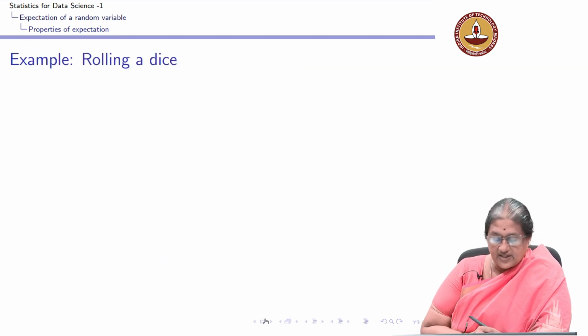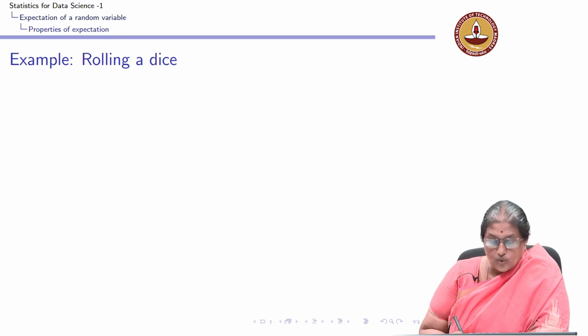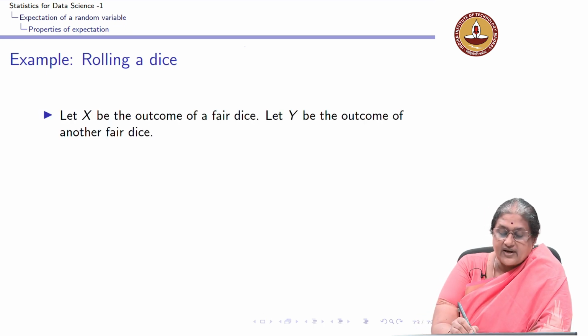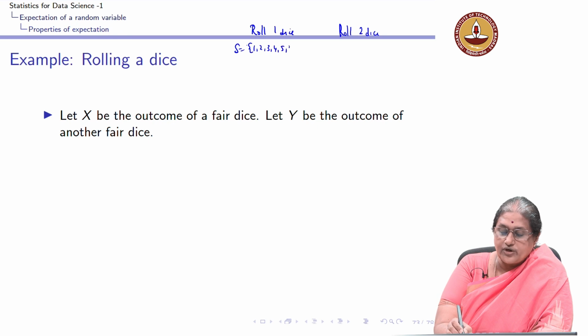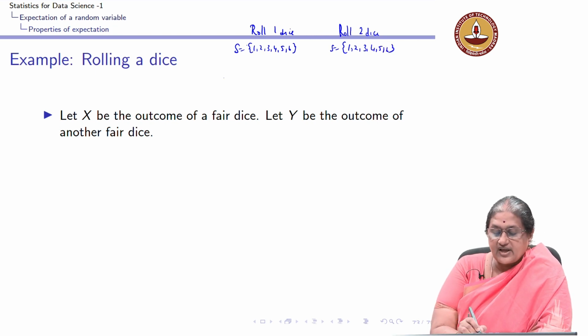We are not proving these, but let us look at an example. Again, roll a dice. If I roll one dice, and then I roll another dice, the sample space in both these experiments is going to remain the same because I am just rolling a dice. So, if X is denoting the outcome here, we have already seen the expectation of X in this case is 7 by 2, which is 3.5.